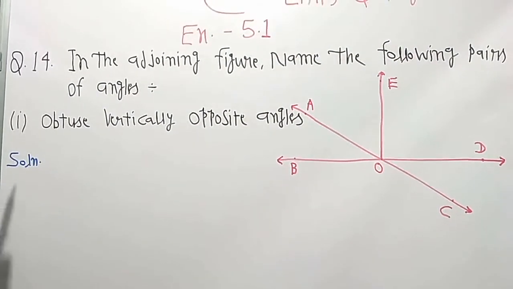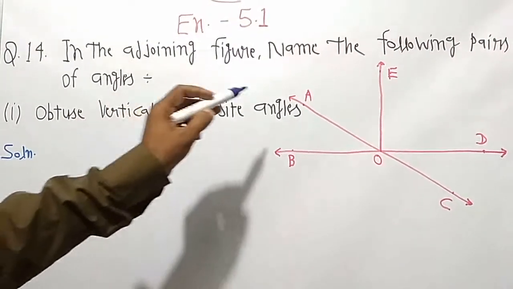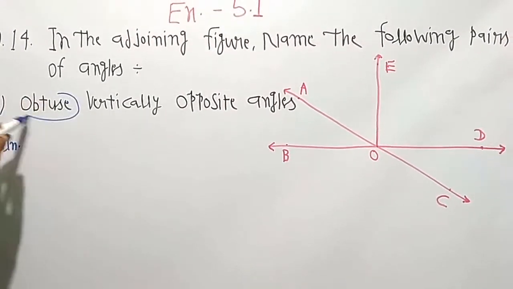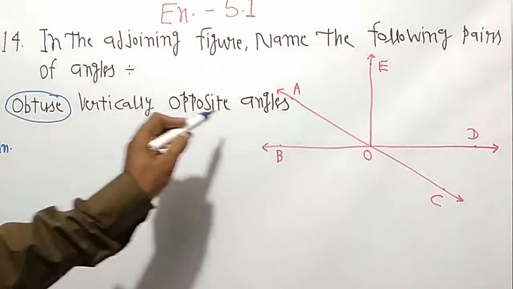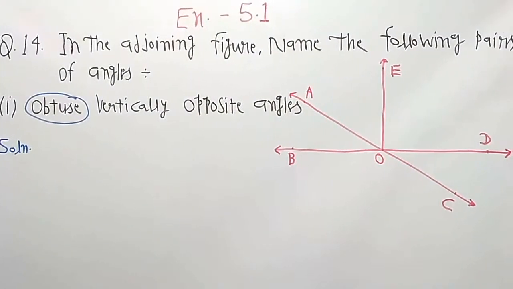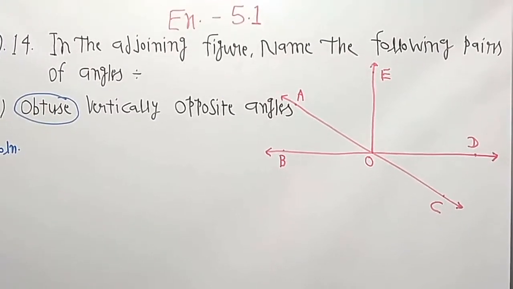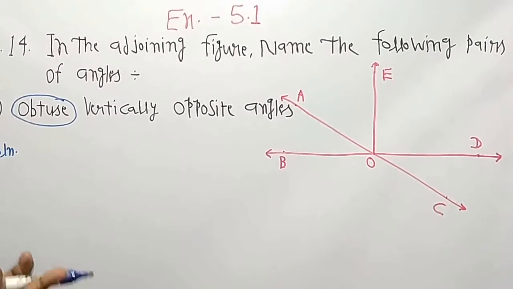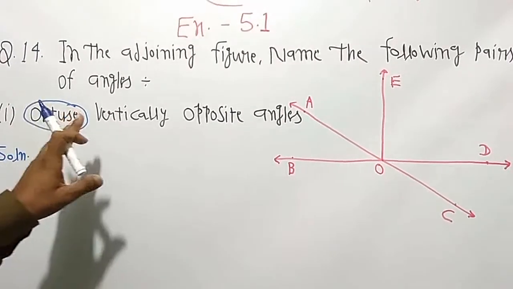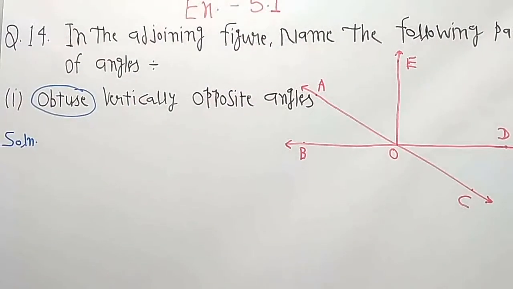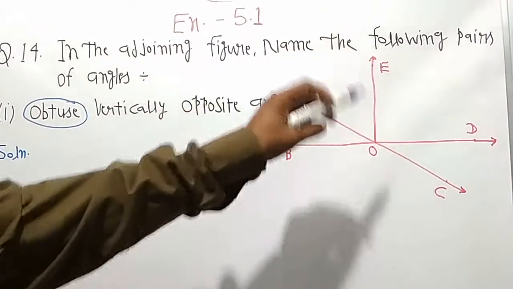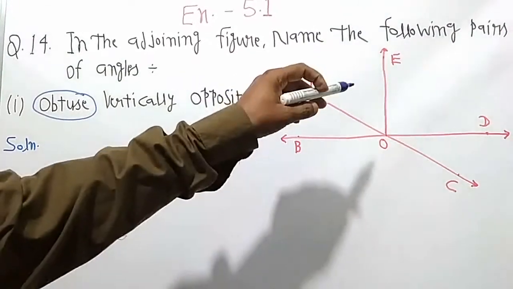And our first part is obtuse vertically opposite angles. So here the word obtuse is extra, because we are already aware of the concept of vertically opposite angles. Now this is the additional word, obtuse. So first we are trying to understand the meaning of the word obtuse, then we are trying to understand what vertically opposite angles are. For understanding this, first we draw the required part of this figure here.